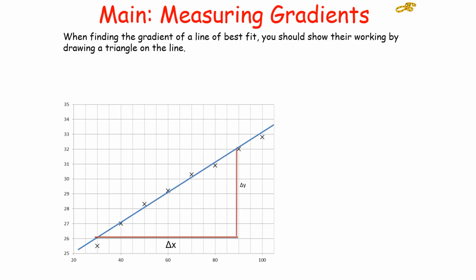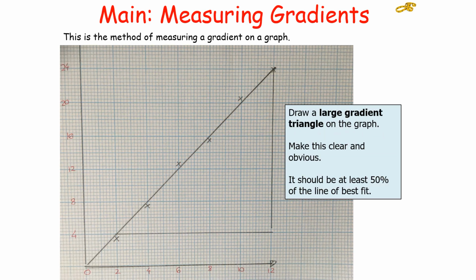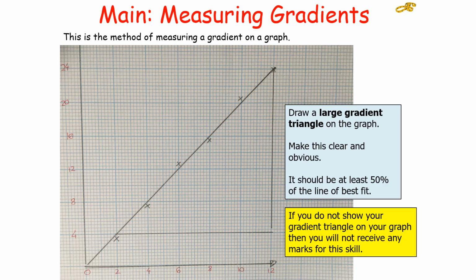Now when you're finding the gradient of a line of best fit, you should show your working out by drawing a triangle on the line. Now the hypotenuse of the triangle should be at least half as big as the line of best fit, and you should always draw your gradient triangle on your graph and show your working out. So you draw a large gradient triangle on your graph, making it clear and obvious, and it should be 50% of the line of best fit. Now if you don't show your gradient triangle on your graph, then you won't receive any marks for this skill.